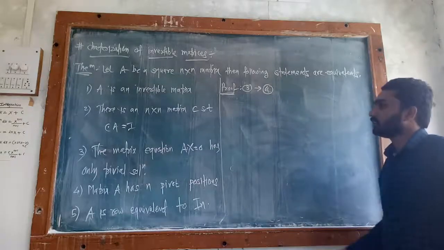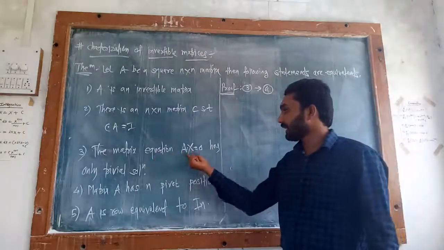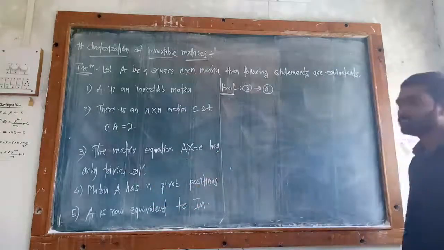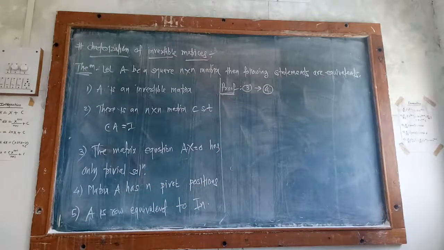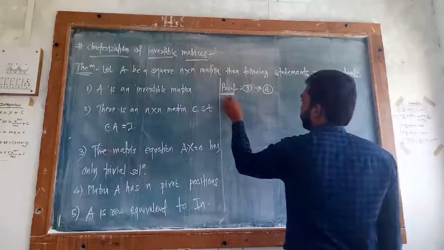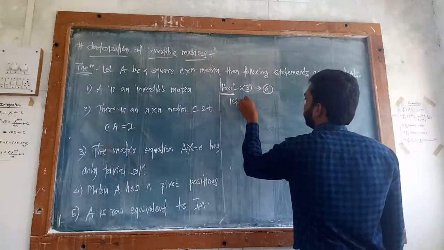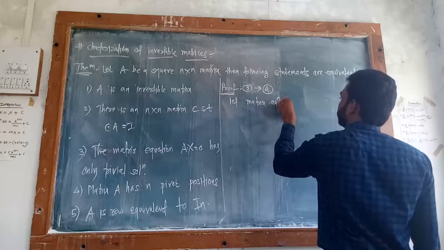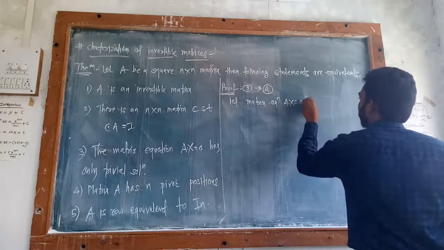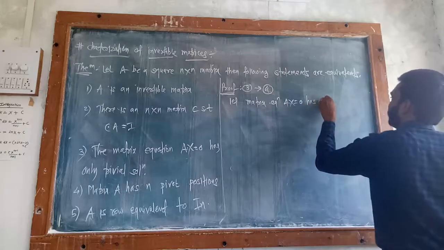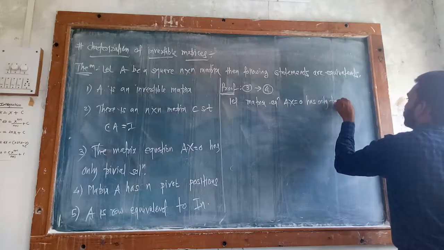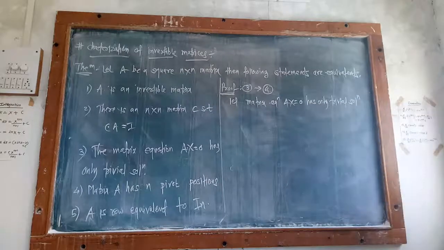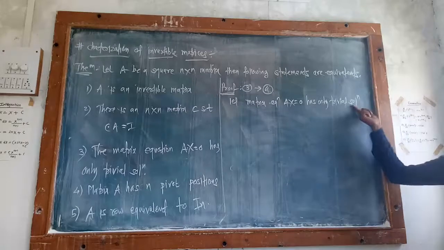What is your third statement? The matrix equation Ax equal to 0 has only trivial solution. We have to show that matrix A has n pivot positions. So let the matrix equation Ax equal to 0 have only trivial solution.